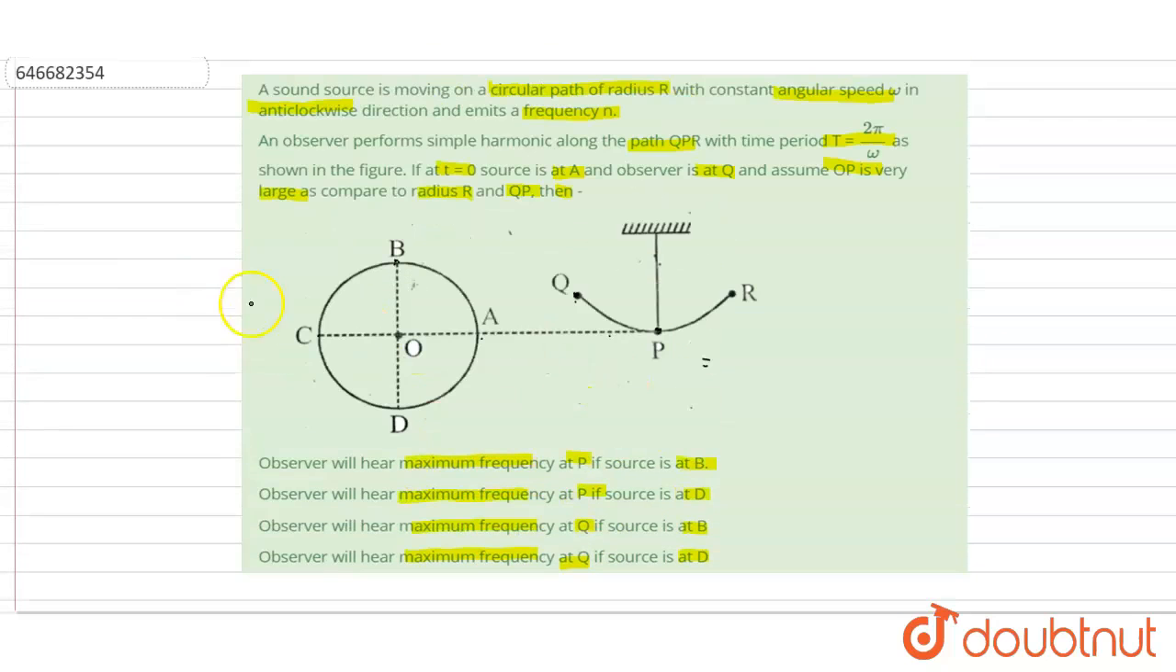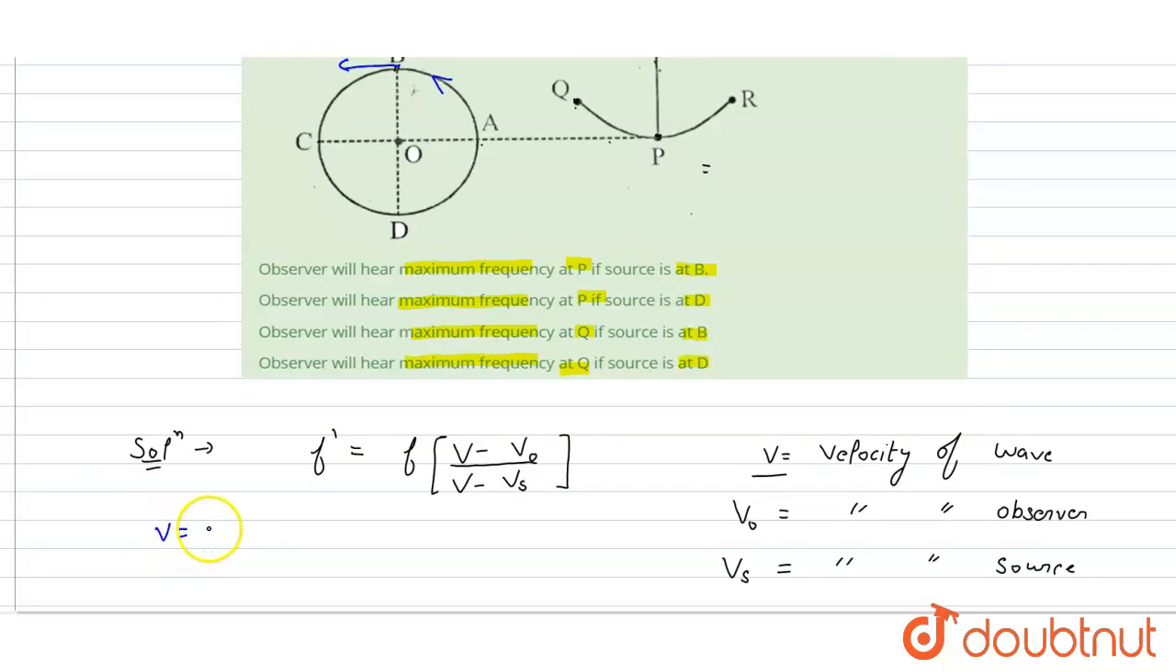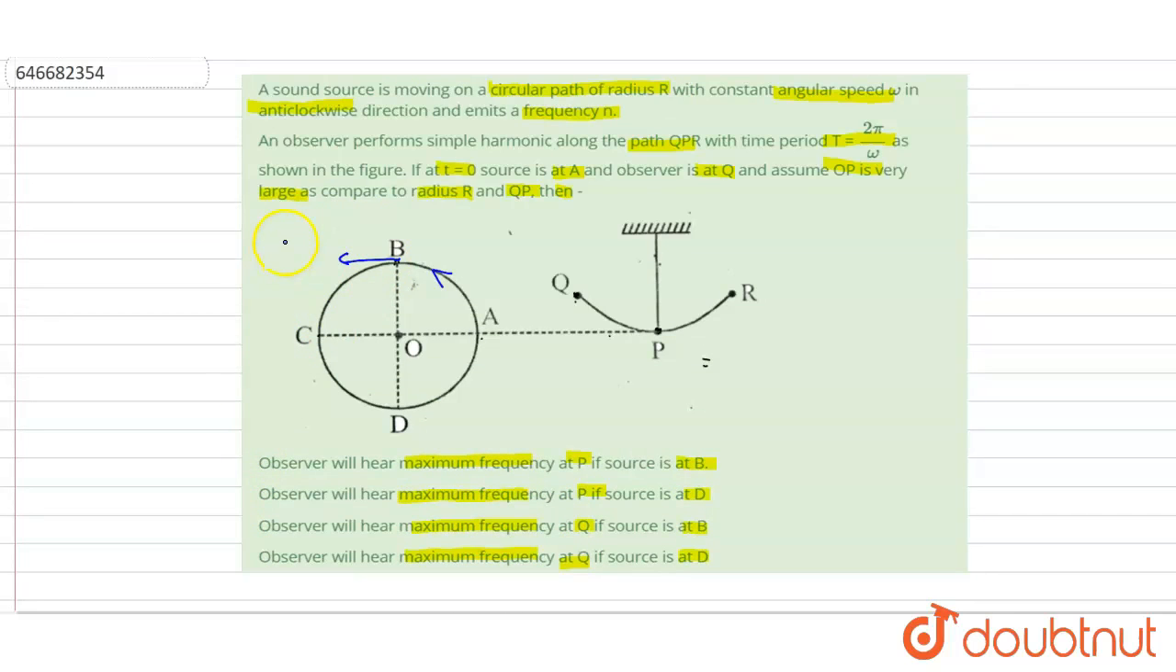Now in this question it is given that our source is moving in anti-clockwise direction. So its velocity is in this direction. We know that velocity v is equal to omega r. So velocity in this direction becomes omega r, in this direction velocity is omega r, in this direction velocity is omega r, and in this direction velocity is omega r.